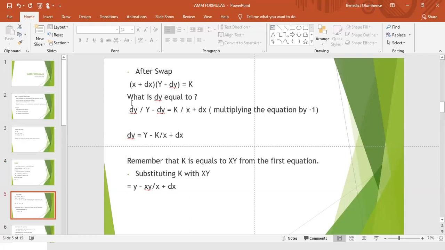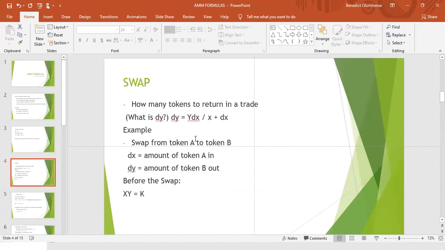Now, if you divide both sides by x plus dx, you have y minus dy equals k divided by x plus dx. So k comes here, and dy comes over here. This leaves us with dy equals y minus k divided by x plus dx. So this is what dy is, and it's back to the situation we had initially.